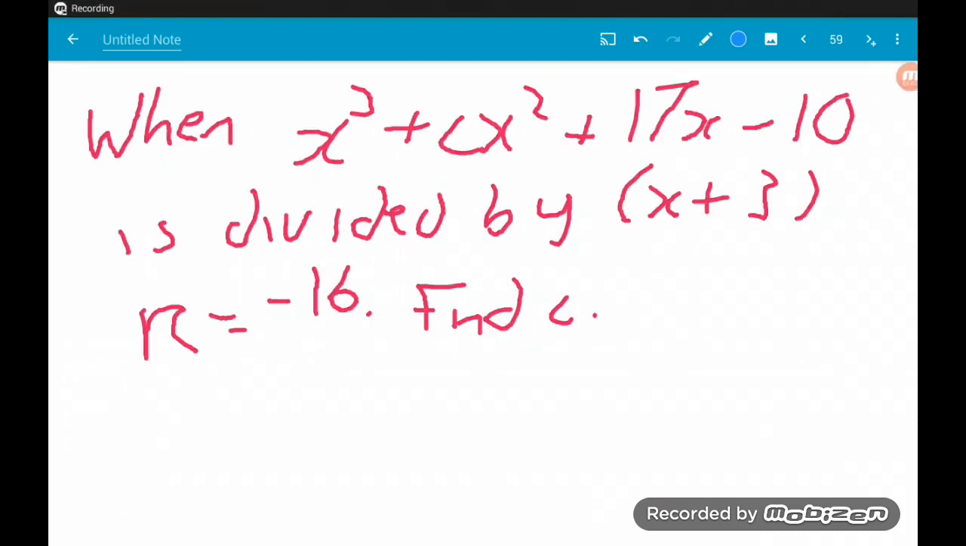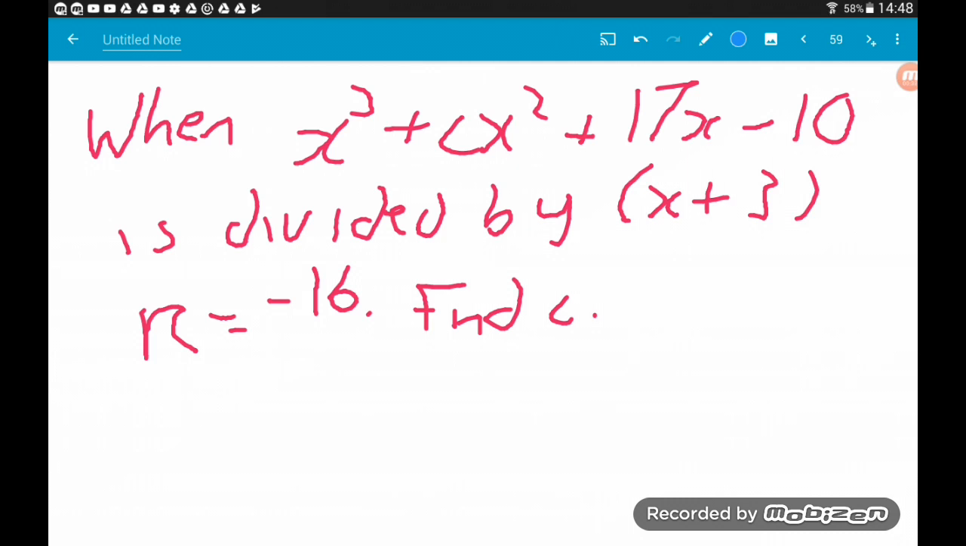Okay then, hopefully nothing too tricky up to here. All we're really doing is substituting values into a polynomial. It can get slightly trickier with this type of question when we are told the remainder, but one of the coefficients in the polynomial remains a mystery. So, here, when x cubed plus cx squared plus 17x minus 10 is divided by x plus 3, the remainder is minus 16. And we want to find the value of c. How do we do that?